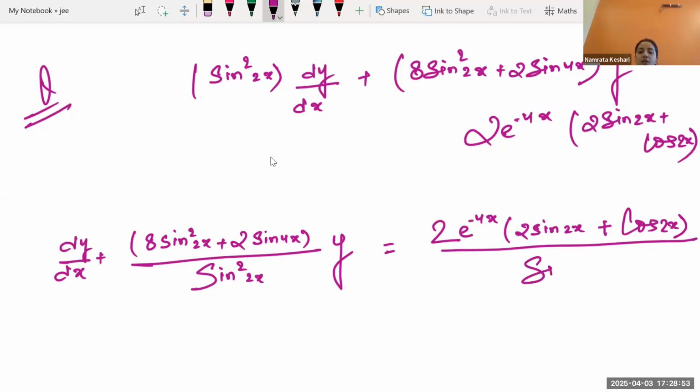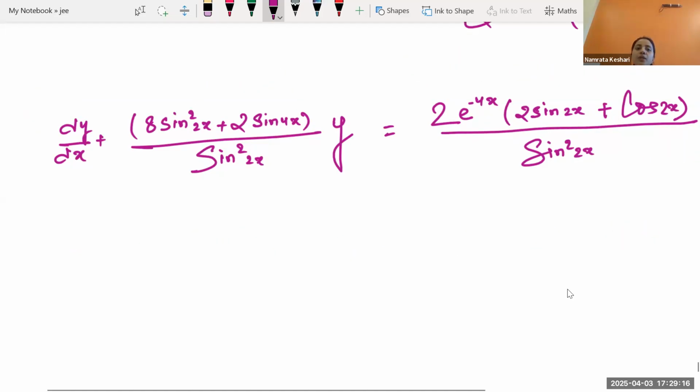We'll have sin²2x. Let me check the power of sine, whether I have taken it correctly or not. So the first one, sin²2x dy/dx, then 8 sin²2x, 2 sin 4x. Then on the other side, we have 2 sin 2x cos 2x. Yes, so this is what we have in hand. We can clearly see this is our P, right?